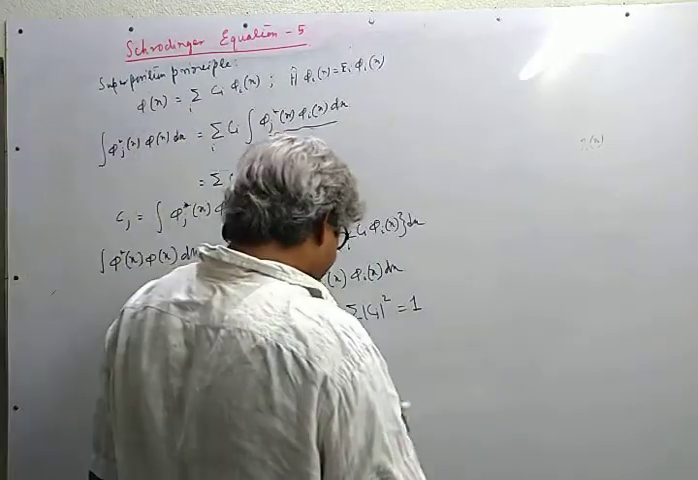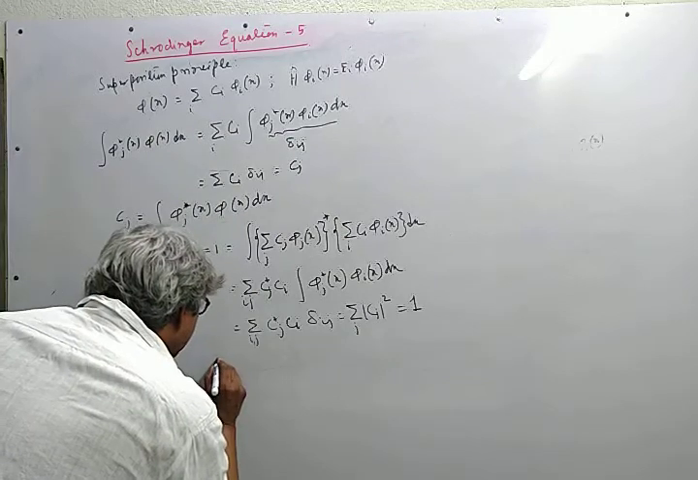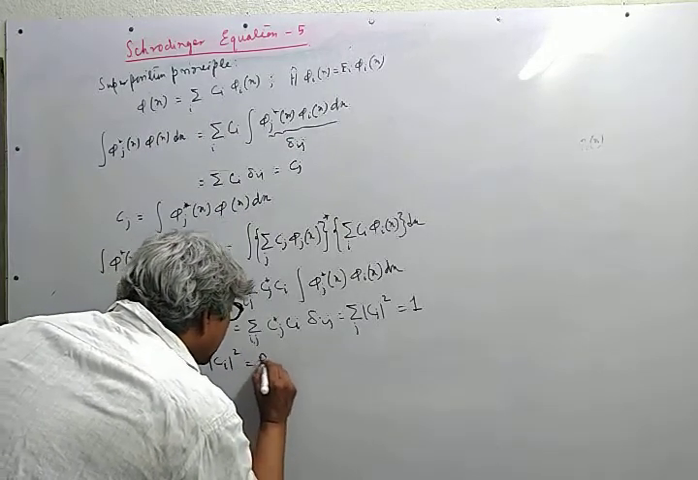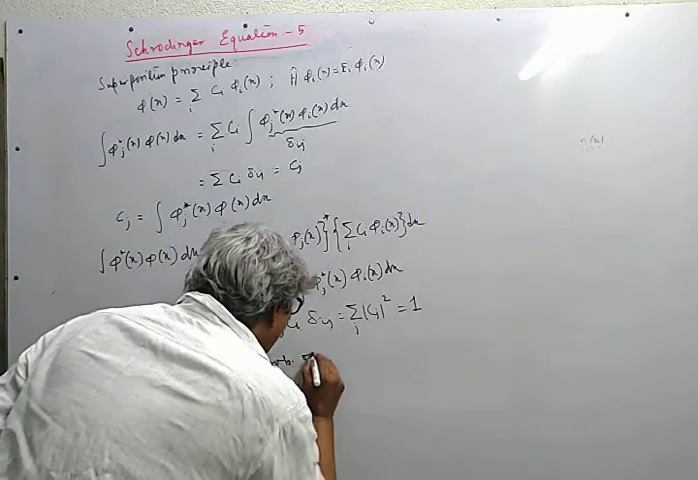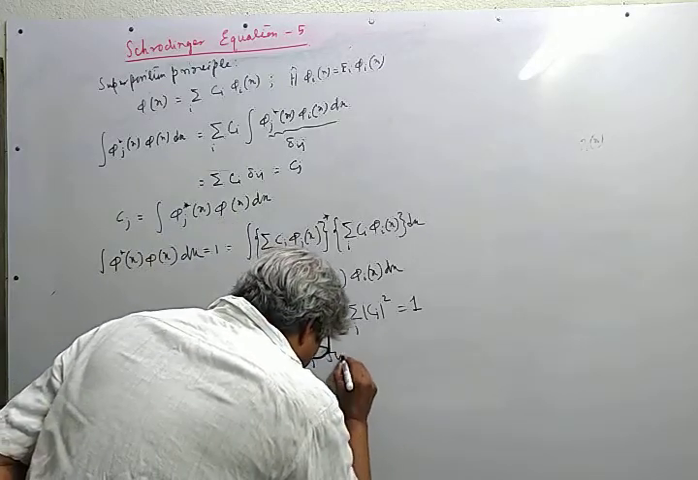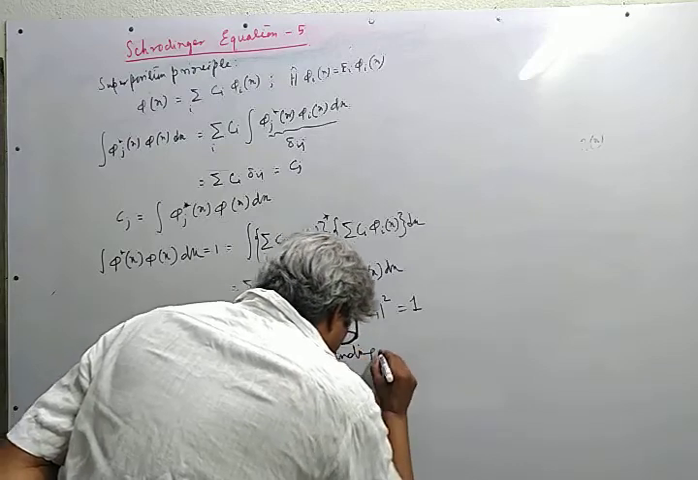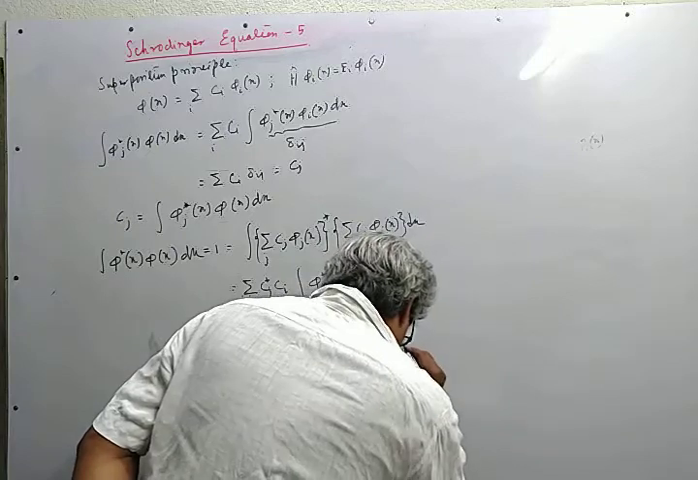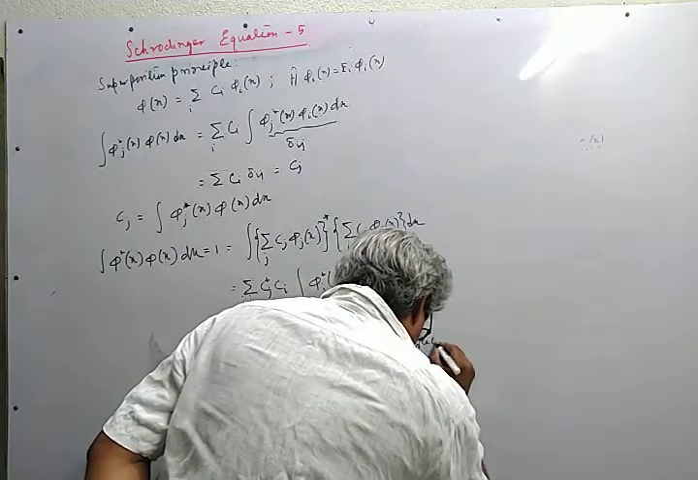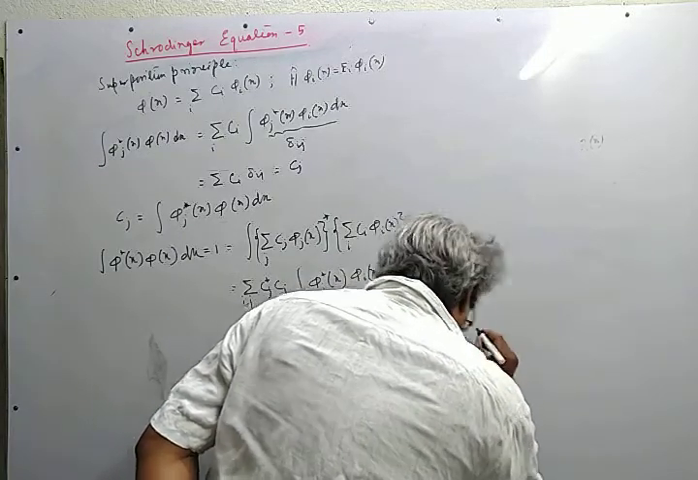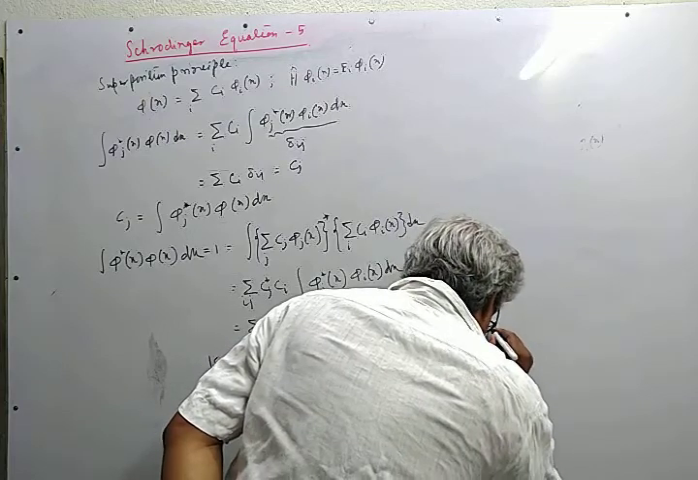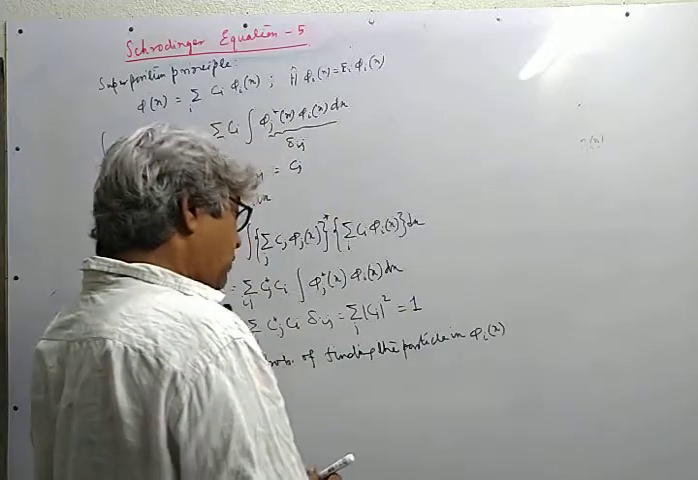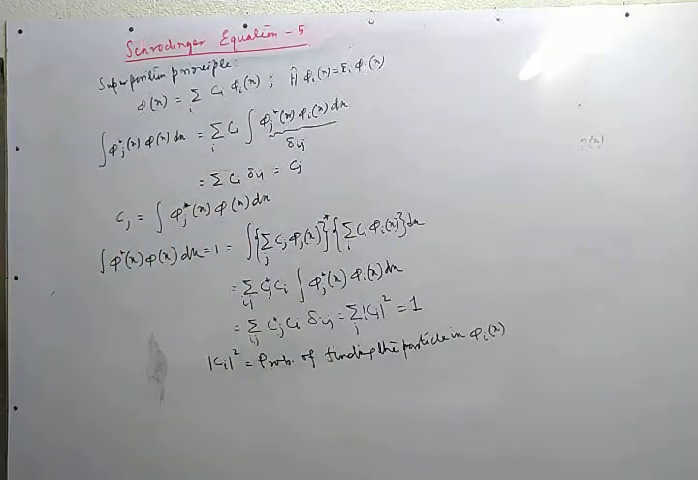So we write Ci modulus square is equal to the probability of finding the particle in phi i state when it is applied to the superposition.